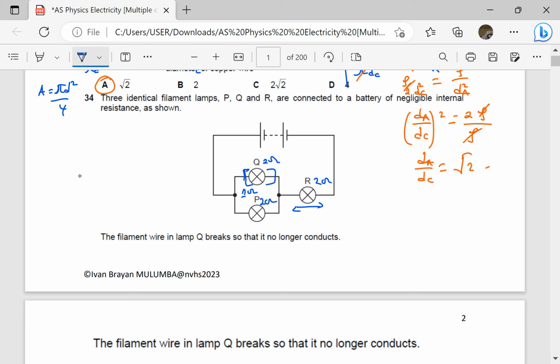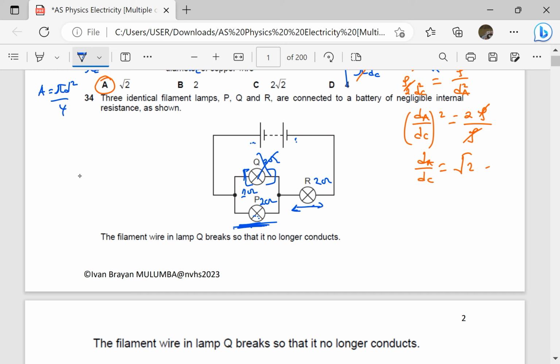Now, if this breaks, so that the 2 ohms is no longer there, it means the resistance remaining here is only 2 ohms. And if this resistance is now 2 ohms, it means the PD across this lamp should increase. And if it increases, it means the PD across this one should decrease. It will be a value less than it was before. Because now they are going to share the EMF equally, since now the resistances are going to be the same, and they will be as if they're in series. So this one is going to be brighter than it was before, and this one is going to be dimmer than it was before.